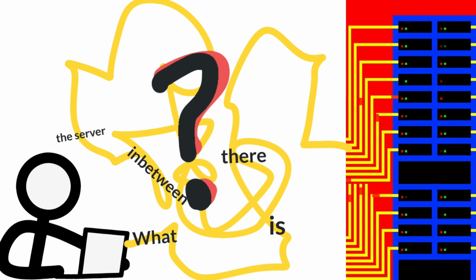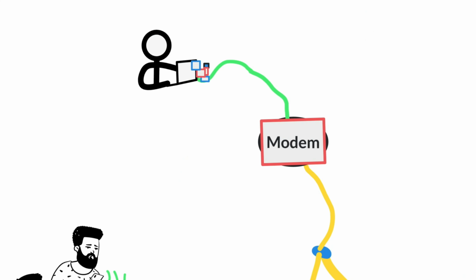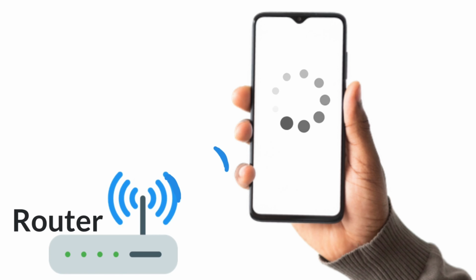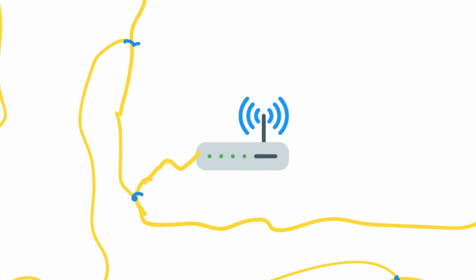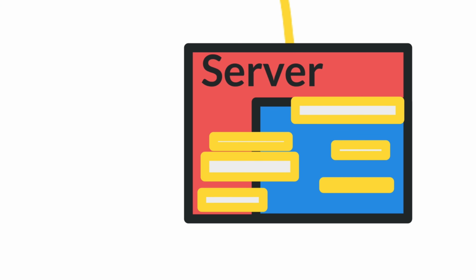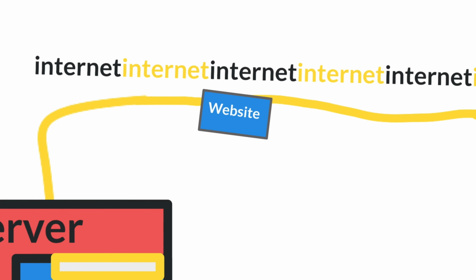But now, how do you really get the information? What is there in between the server and our device that allows us to get the information? Our computers use routers and modems to connect to servers that store websites. For example, your phone is connected to a Wi-Fi signal, which is radio waves coming out of a router. This router is connected to the internet cables that, over many, many connections, lead to servers. And then on these servers, there are thousands and sometimes millions of websites that can be sent to your computer.